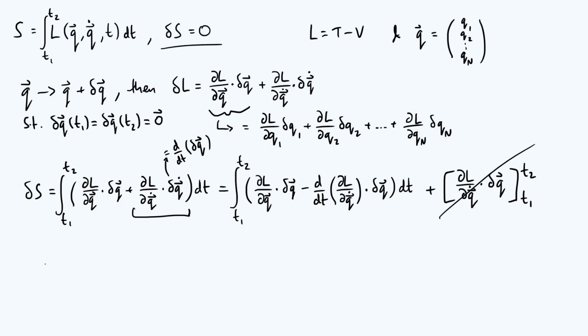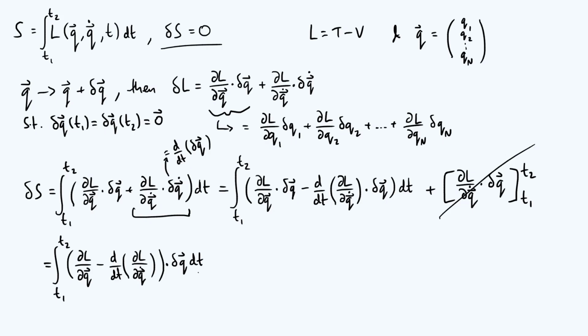So if we just tidy things up a bit and do a little bit of factorizing, our current form of the δS is the integral from t1 to t2 of ∂L/∂q. I'm going to factor out the δq. So ∂L/∂q minus time derivative d/dt of ∂L/∂q̇. That whole thing dotted with δq and integrated with respect to time. Now remember that Hamilton's principle said that δS should be 0, so we can set that integral to 0.